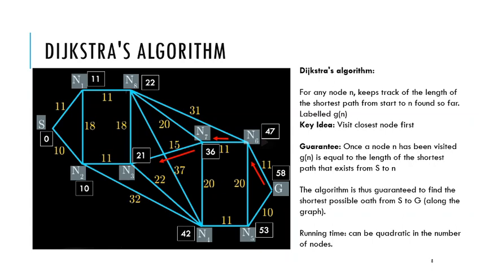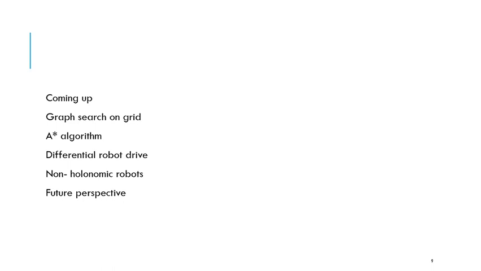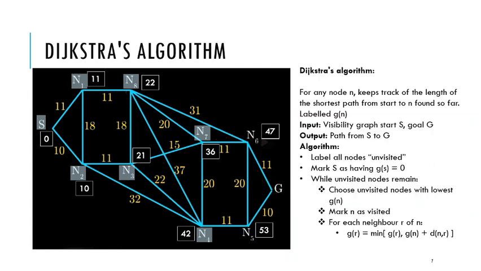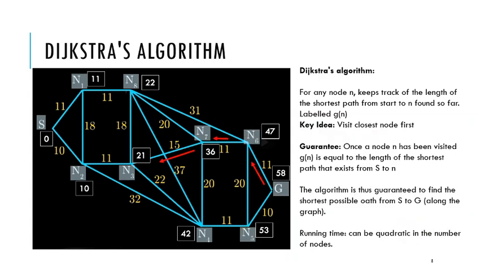In the next class we are going to look at graph search on grids. We have talked about one algorithm, and in the next class we will look at graph search on grids, and then the A star algorithm, and if time permits, we will also move on to differential robot drive, non-holonomic robots, and some future perspectives. All these things we are going to cover in the coming few classes. Please have a look at all these things again.